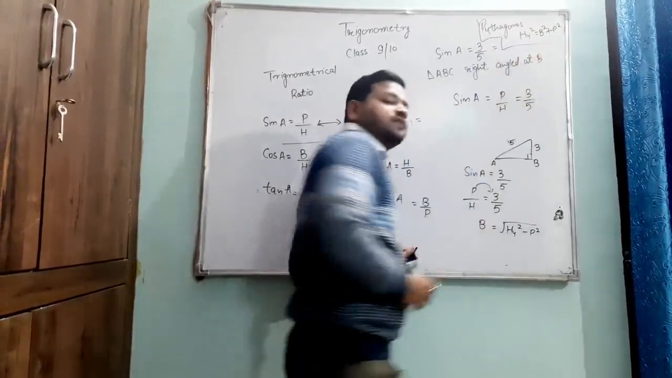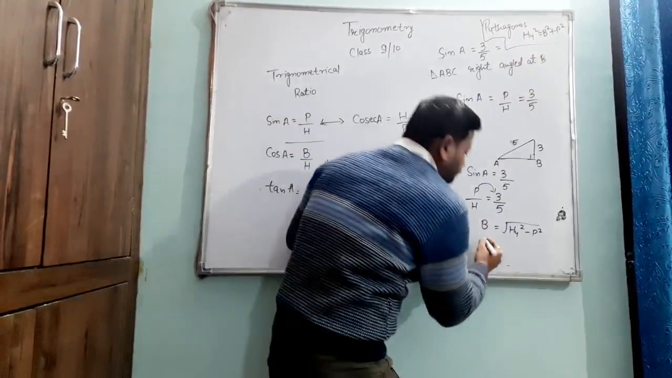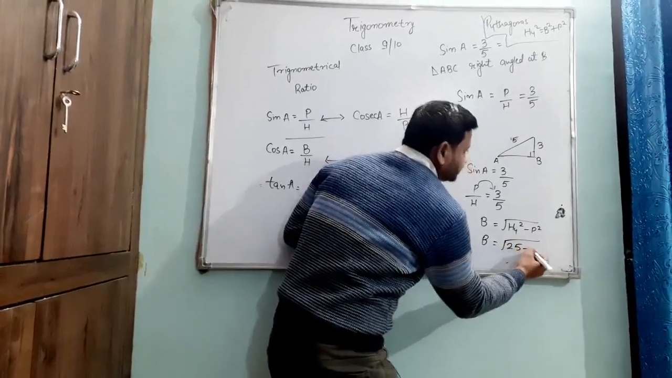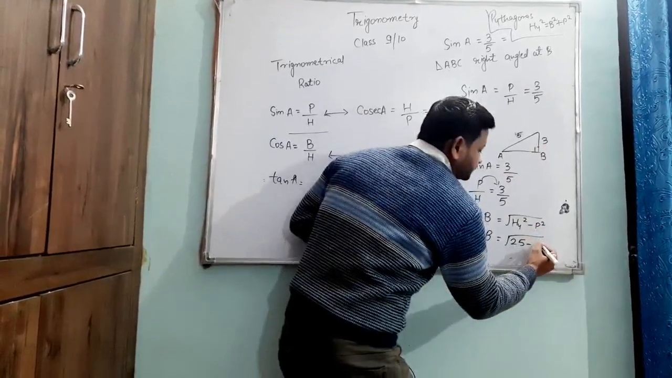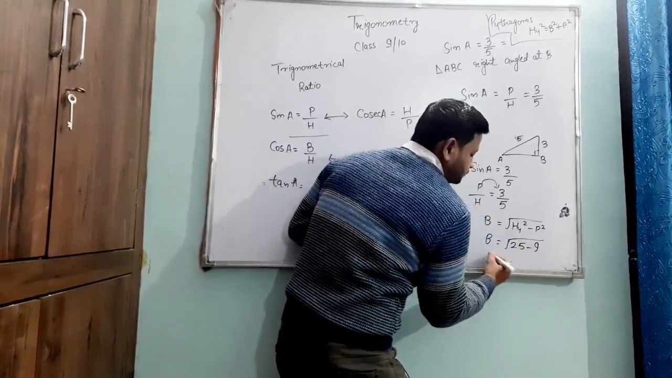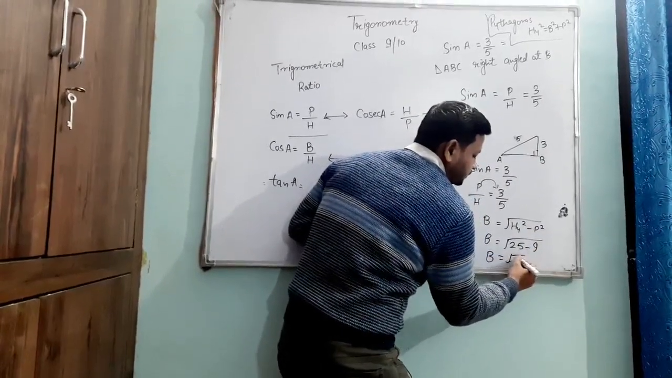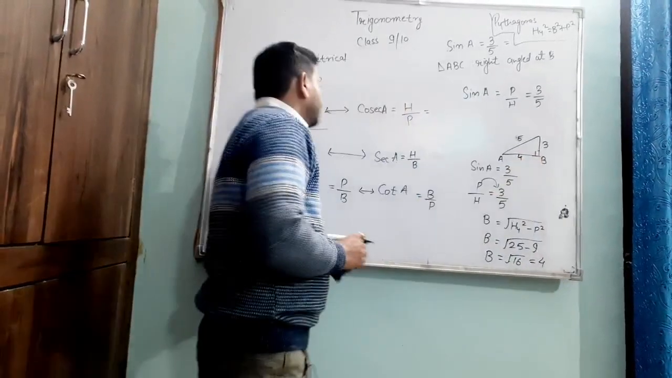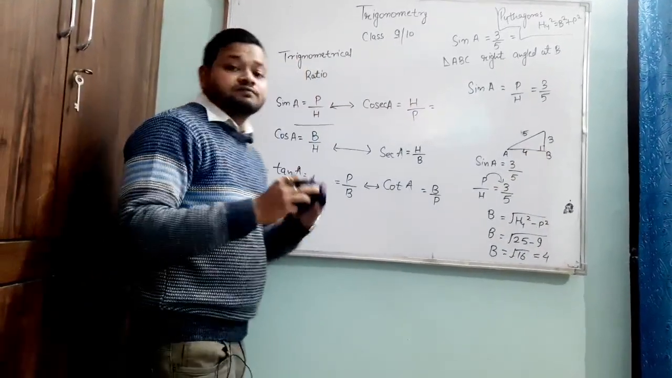This topic we will cover in some other video. So from here we get base is equal to under root 5 square, which is 25, minus perpendicular square, that is 3 square, which is 9. So base will be under root 16, and the value of under root 16 is 4. So we get 4. Now we have to find the other 5 ratios.